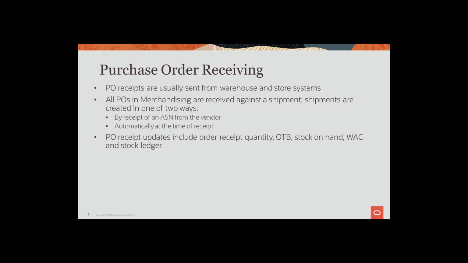Purchase order receipts are typically sent to merchandising from an external warehouse or store system, although POs can be received online in merchandising as well. All POs in merchandising are received against a shipment, which can be based on a receipt from an ASN vendor or can be created automatically at the time of the receipt. Purchase orders update many values in merchandising, including order receipt quantity, open to buy, stock on hand, and weighted average cost, also known as WAC. Additionally, the transaction level data is written to the stock ledger.